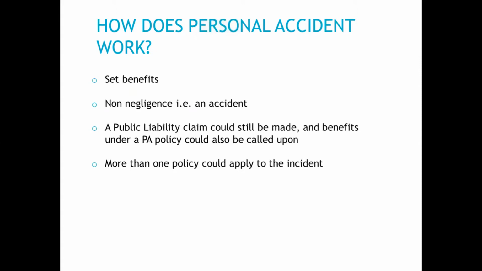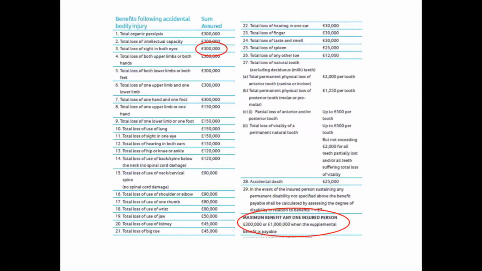It could of course also be that there is an accident where liability does apply in some form. A claim through public liability could still be made, but the benefits under a PA policy could also be called upon. As it is a benefits policy, you can have more than one policy that could apply to any one incident. So if we bring this to life in respect of our familiar table of benefits and what it all means, because it can be confusing when you have an upper limit and various other inner limits.